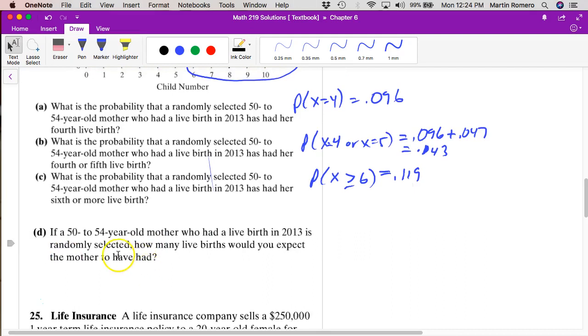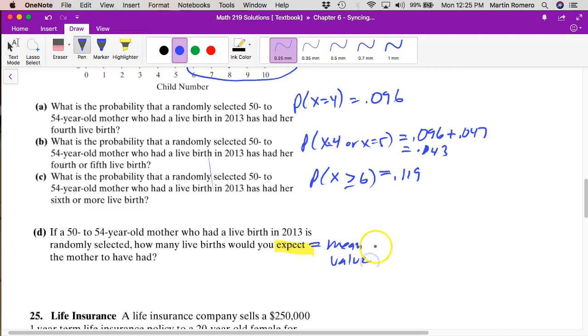One more, D. A 50 to 54 mother who had a live birth in 2013 is randomly selected. How many live births would you expect the mother to have had? So some key language here: how many would you expect? Once we see expect, we're looking for the mean value. That's what we're asking for there. We want the mean of that variable.